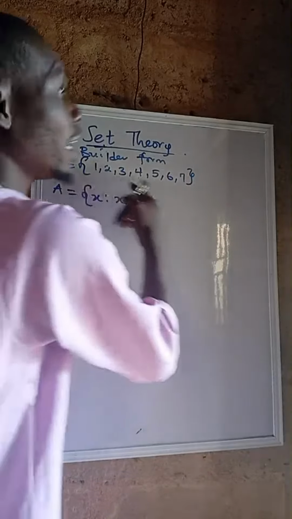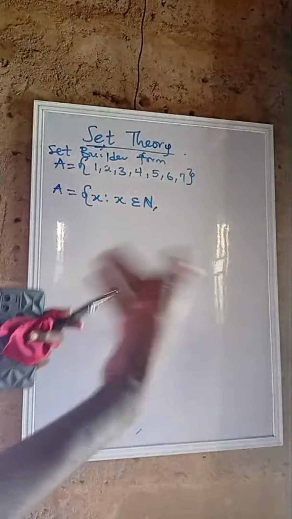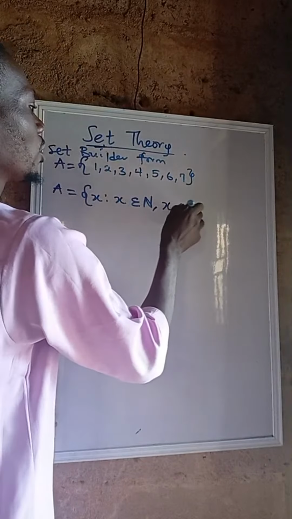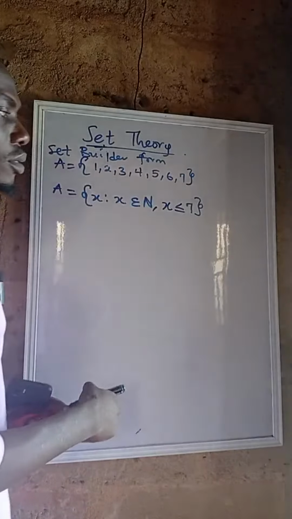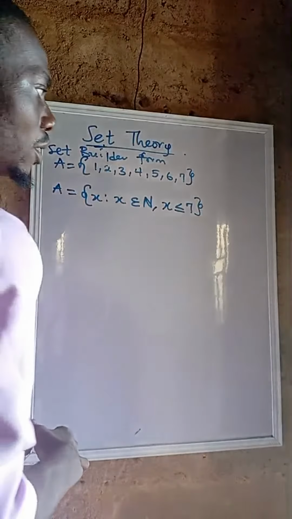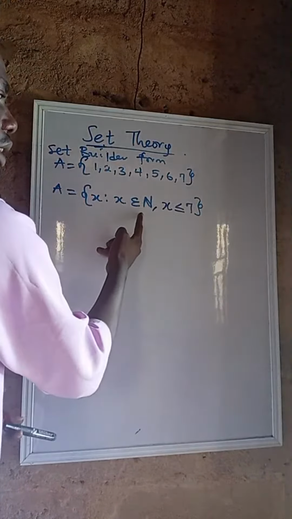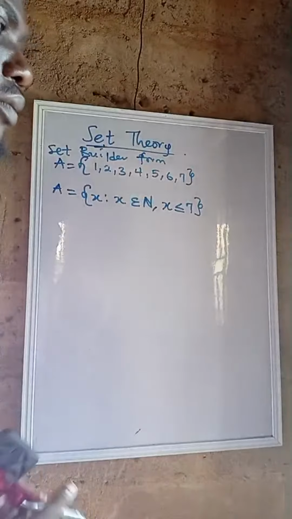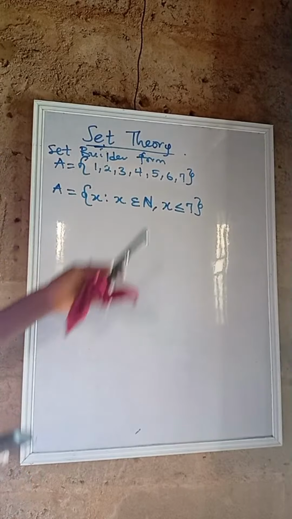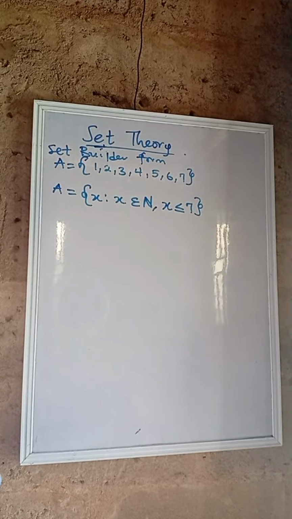But you notice that I said the other time that the natural numbers continue. But here it stops at 7, so that means x is less than or equal to 7. So natural numbers, but less than or equal to 7. This form of writing a set is what we call set builder form.